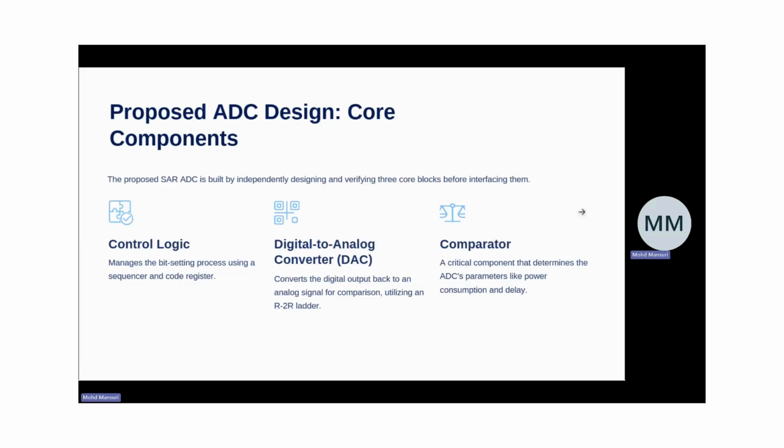The DAC converts digital outputs back to analog voltage for comparison using a hardware ladder network, which is simple and power efficient. Finally, the comparator decides whether the DAC output is greater or less than the analog input, guiding the logic for the next bit decision. This modular approach made the design process smoother and allowed us to optimize each block for power efficiency.